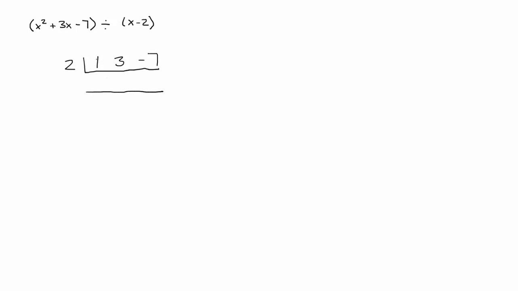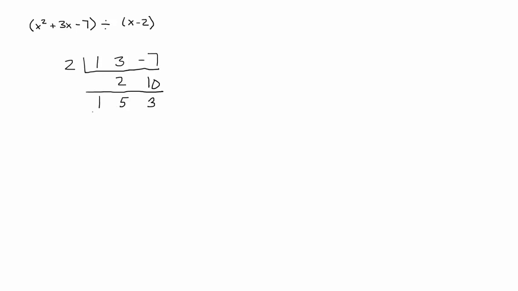And now we start this by carrying down the far left number and putting it underneath our line. So bring down the 1. And then we're going to multiply the number outside times the bottom number. So 2 times 1 is 2. And then we add the two numbers down. So 3 plus 2 is 5. And 2 times 5 is 10. And negative 7 plus 10 is 3.